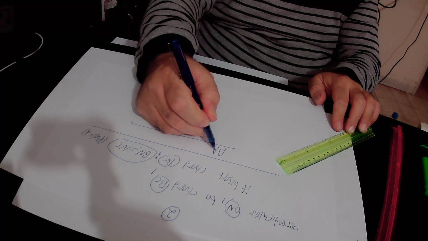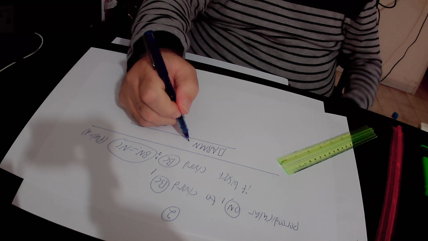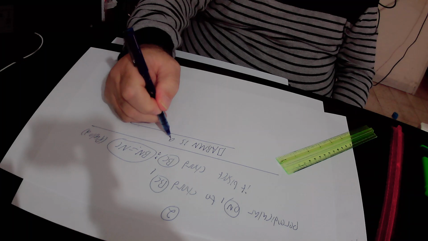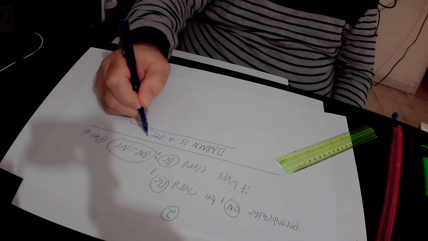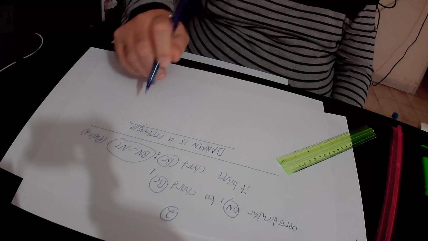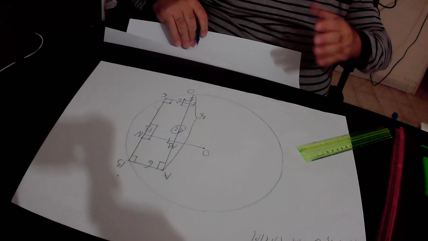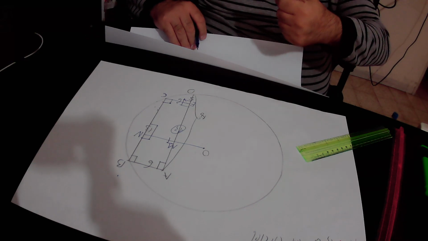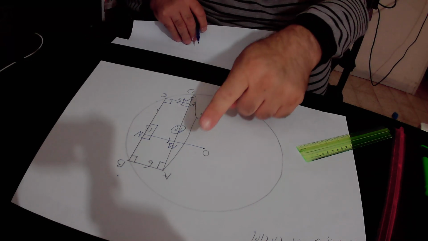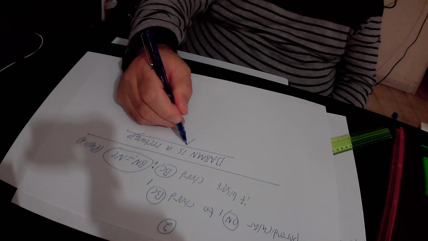Quadrangle ABMN is a rectangle. But we also know that the opposite sides of a rectangle are equal to each other. That is to say, AM equals BN.